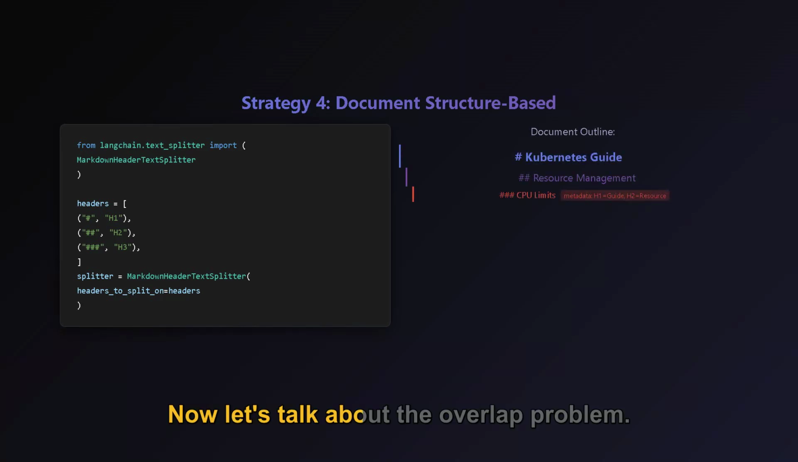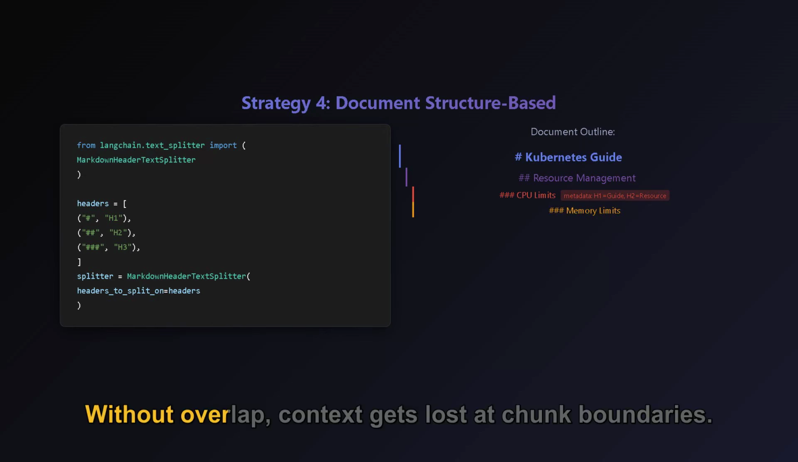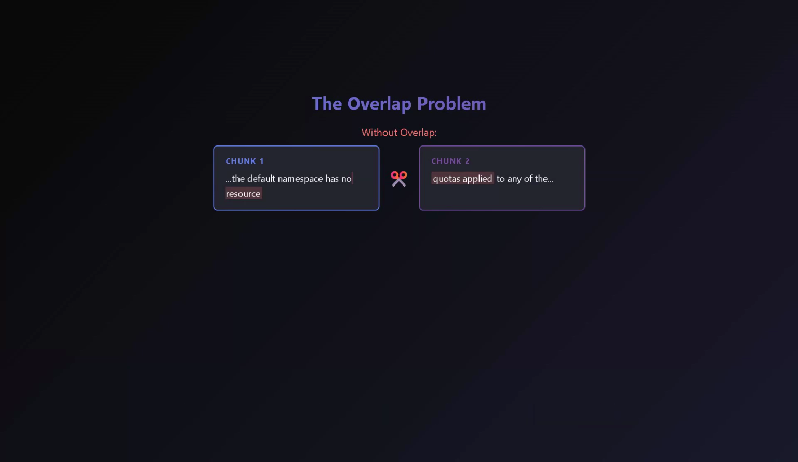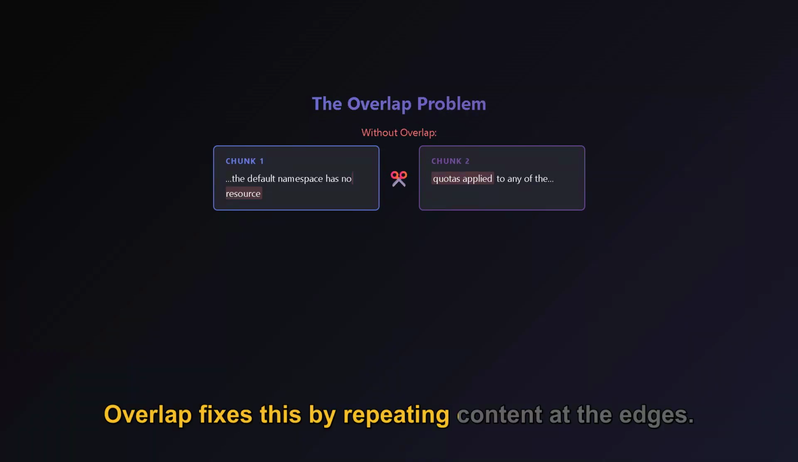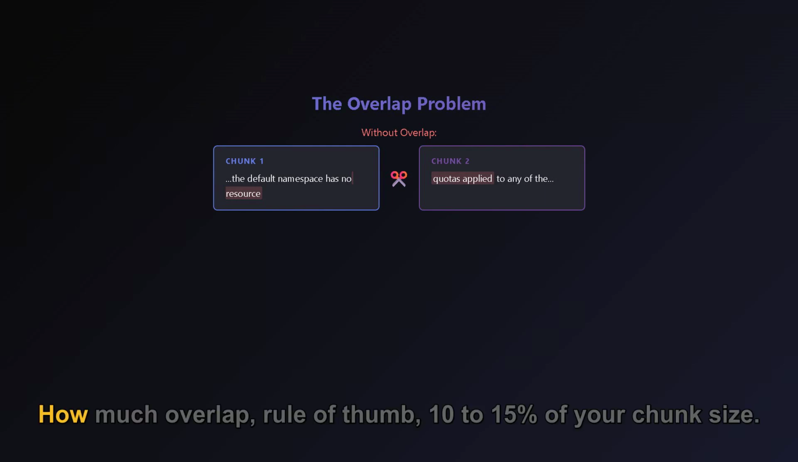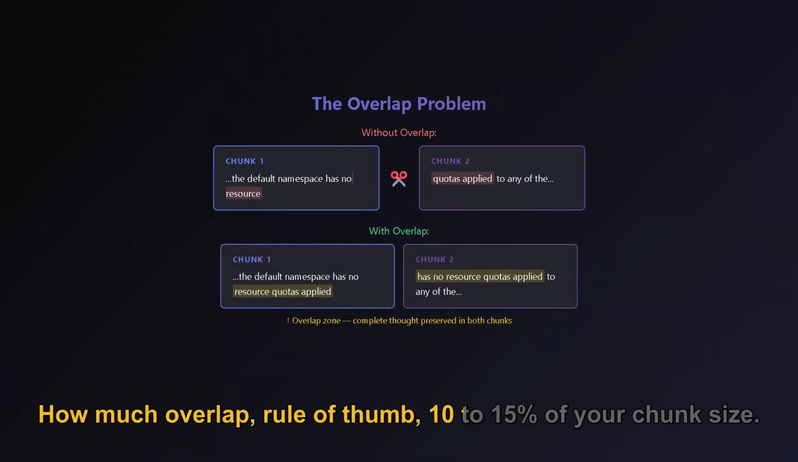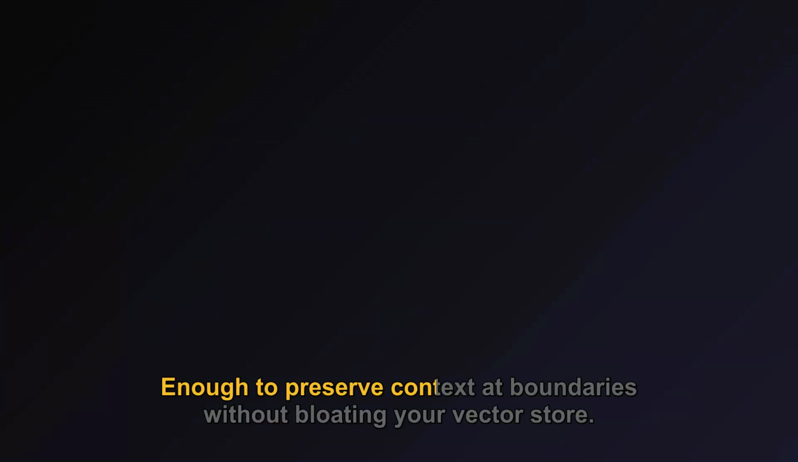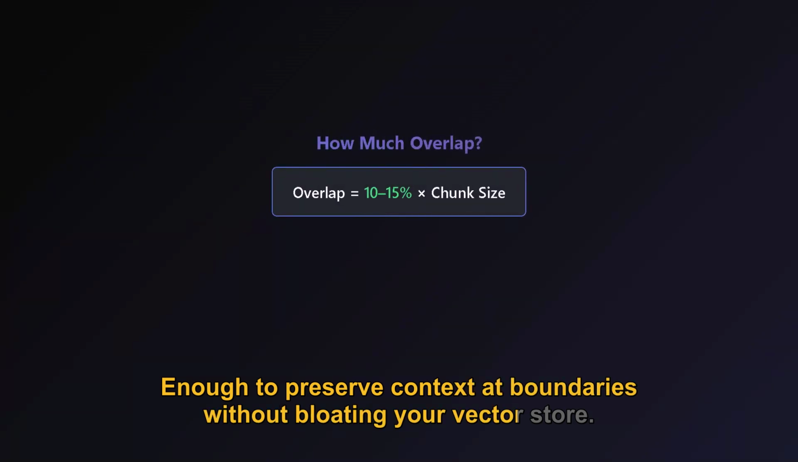Now let's talk about the overlap problem. Without overlap, context gets lost at chunk boundaries. Imagine the sentence "The default has no resource quotas applied" gets sliced right in the middle. Neither chunk contains the full thought. Overlap fixes this by repeating content at the edges. How much overlap? Rule of thumb, 10 to 15% of your chunk size. For a 500-token chunk, that's 50 to 75 tokens. Enough to preserve context at boundaries without bloating your vector store.